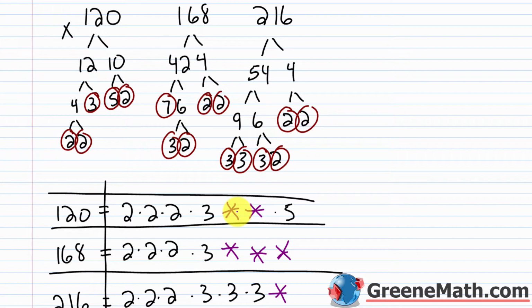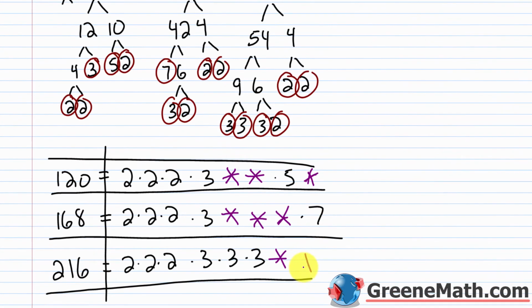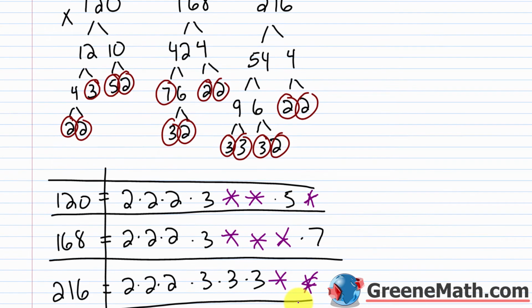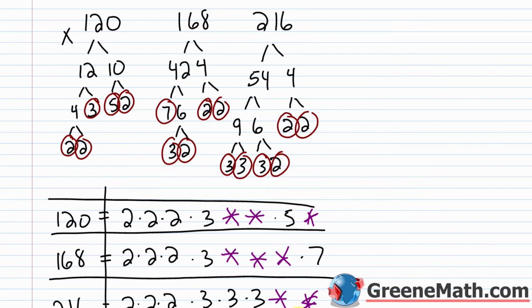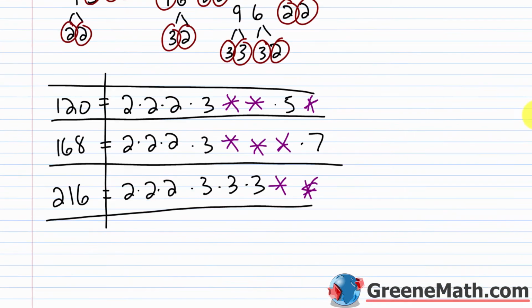But just for the sake of completeness, in 168, I have a factor of 7. So let me write that. Let me mark this out over here. And in 216, I don't have anything else to put in. So these are closed out as well. Let me scroll down and get a little more room going.